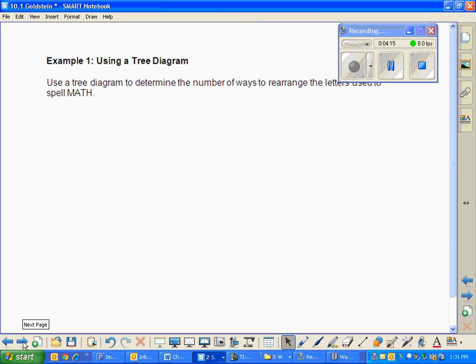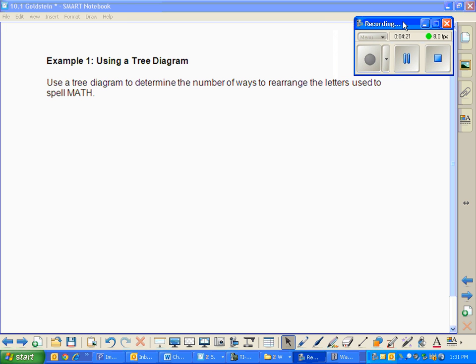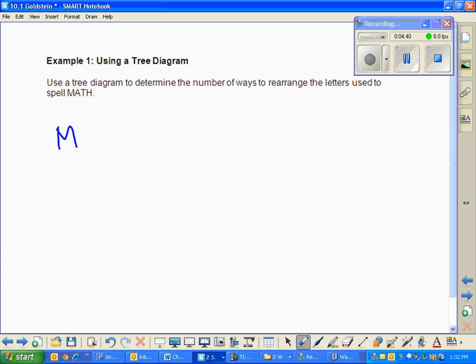Alrighty, we're going to make a tree diagram. We're using a tree diagram to determine the number of ways to rearrange the letters in the word math. So, let's begin. We have 4 events happening here. We have to pick the first letter, then the second, then the third, then the fourth, right? If we're rearranging them and trying to figure out how many ways that can happen. So, to make it easy, let's start with the letter M. Say the first letter we pick is M.